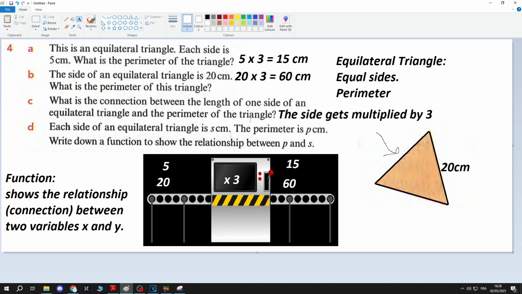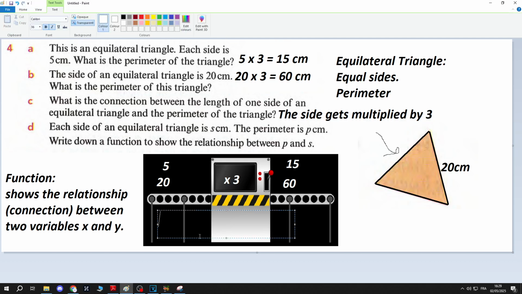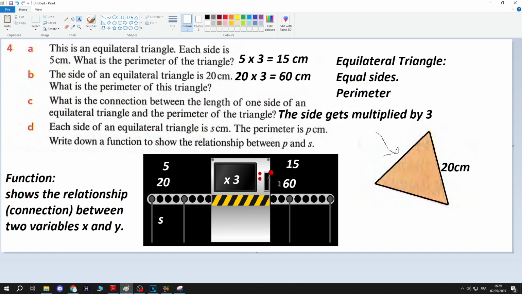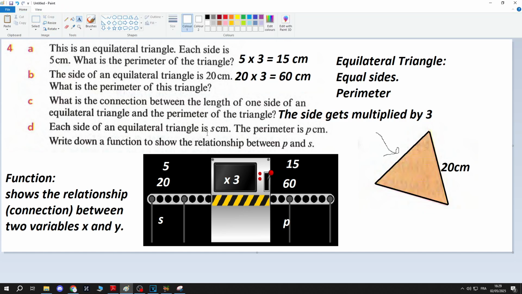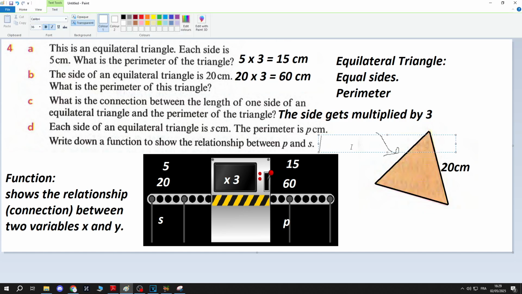But then they defined what each value is. They said that each side, either it being 5 or 20, we would start calling as S. And each perimeter, whether it is 15, 60, or whatever value we would find, would be called this time P. So what happens to S to turn into P? Simply enough, we will multiply S by 3, so that would be 3S equals P. Got it? I hope you have.